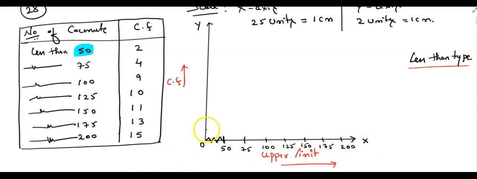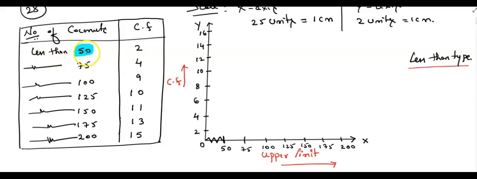Then let me take similarly. This is my 1 centimeter, that is 2. Got it? And this is my 2 centimeter, 4. This is 3 centimeter, 6. Then 8, then 10, then 12, then 14, and then 16. Okay.